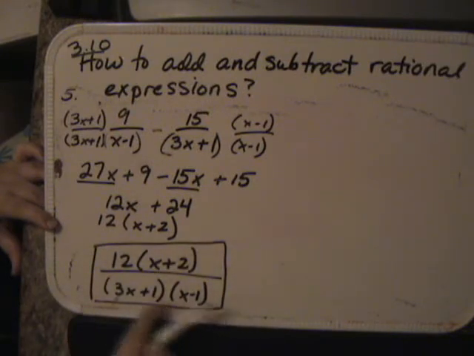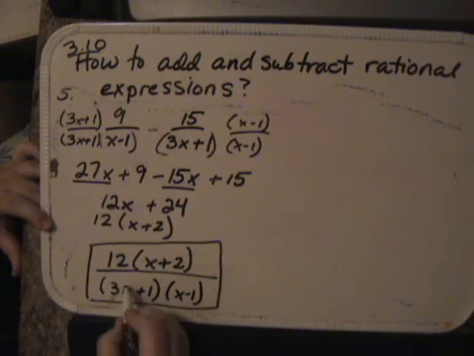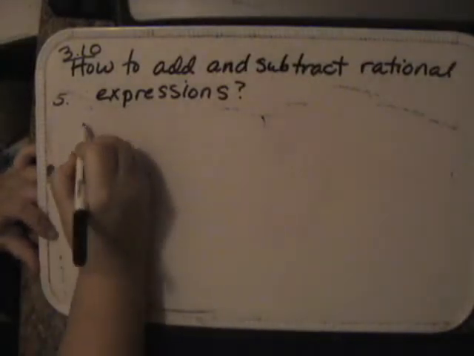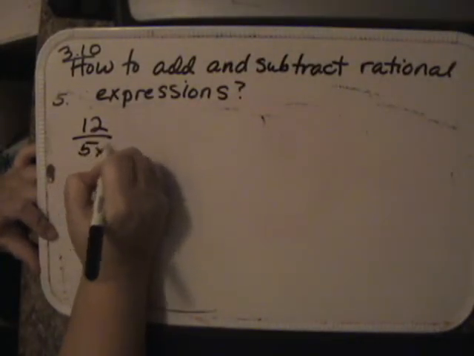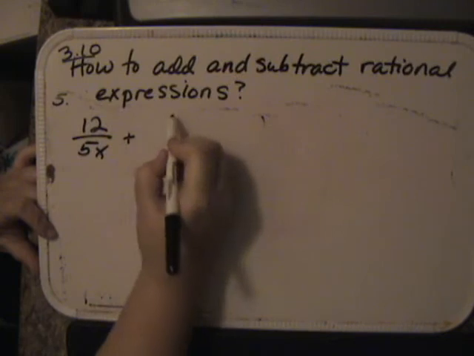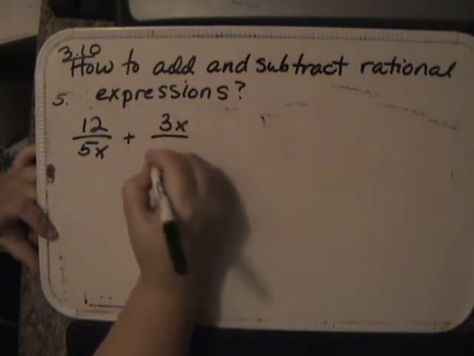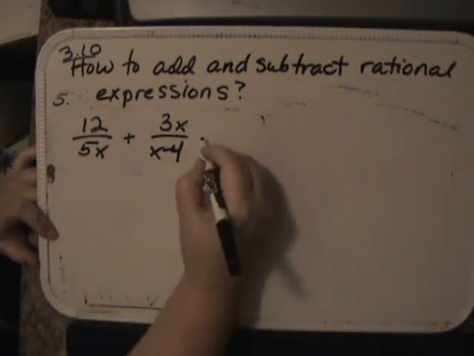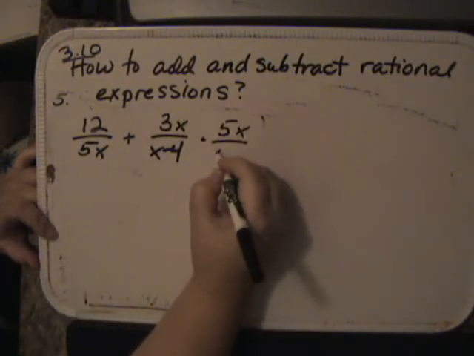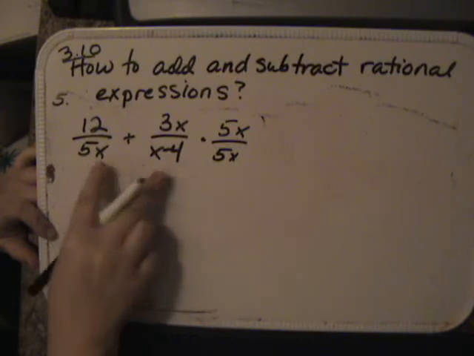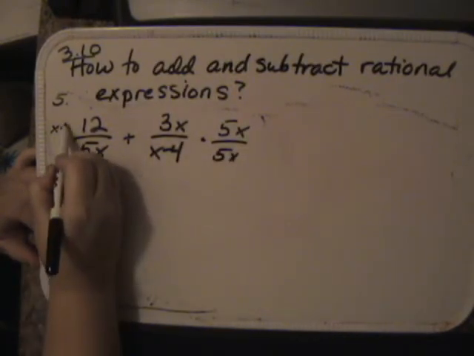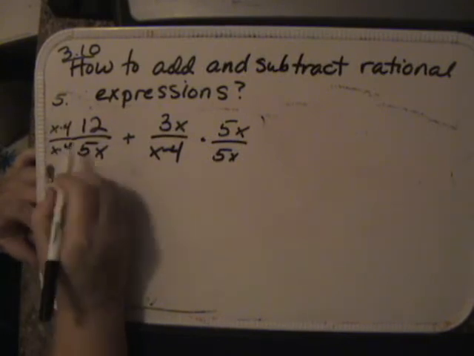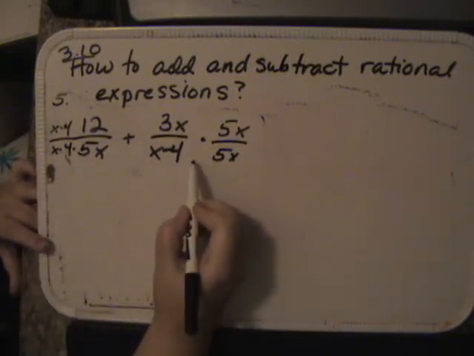If the answer is multiple choice and you need to factor this out, then you would simply FOIL the denominator. So now the next problem is 12 over 5x plus 3x over x minus 4. And again, in this case, we're going to multiply by what's on the other side because there are no factors. So this is x minus 4 over x minus 4. Okay. Don't forget that it's multiplied.